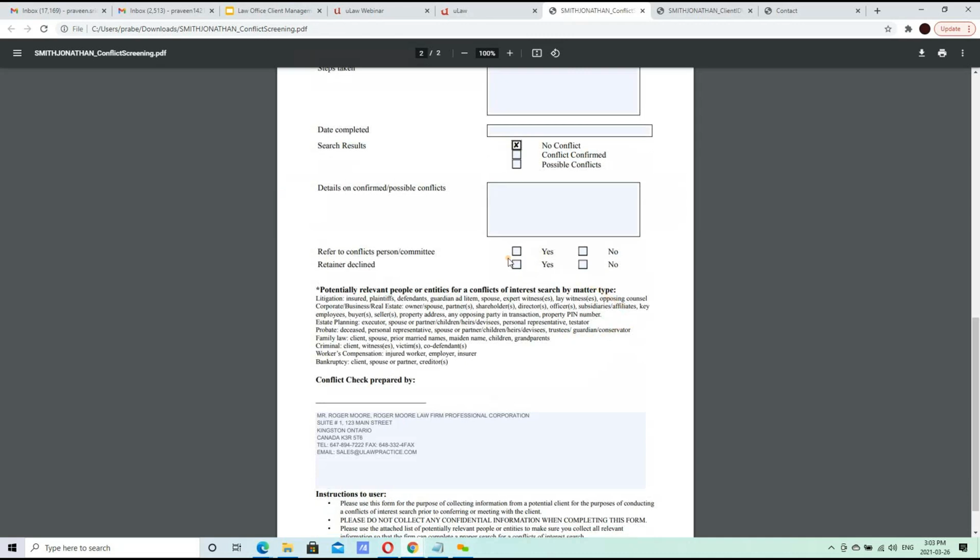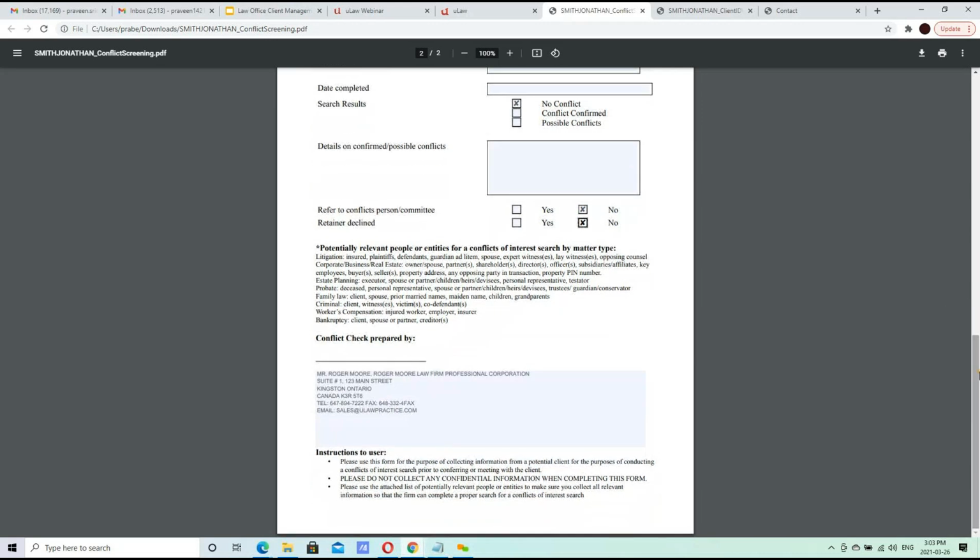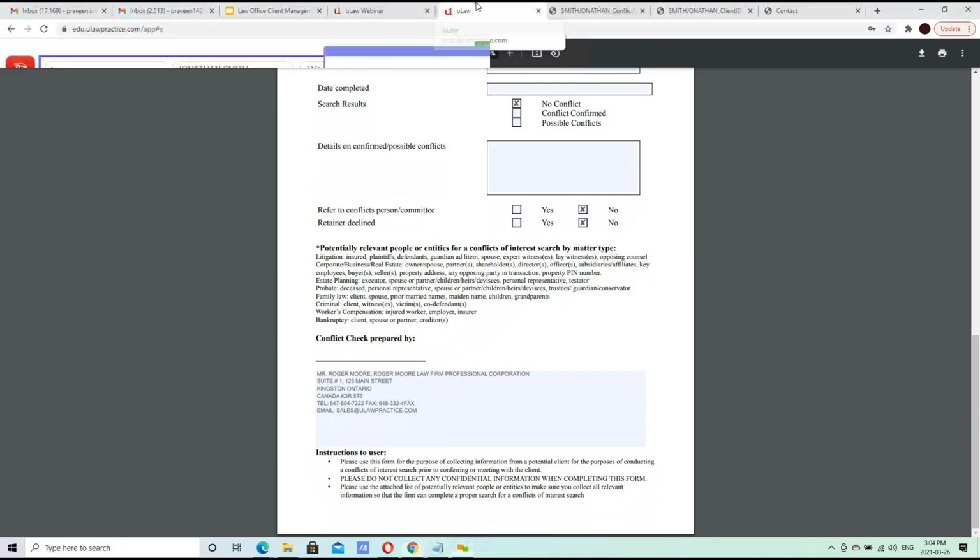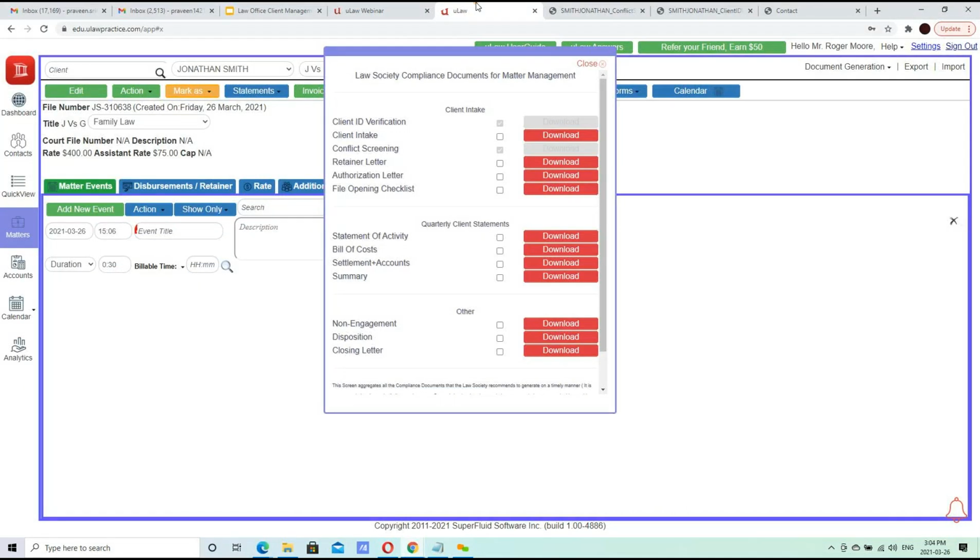So having dealt with that, what happened next? Did you refer them to someone else? Did you decline a retainer? Okay. And this is how you are now able to put on paper what you did to confirm that this individual that you're dealing with had no conflicts, or had conflicts and you've dealt with it. Then comes the retainer letter and all the next steps that you have to take.